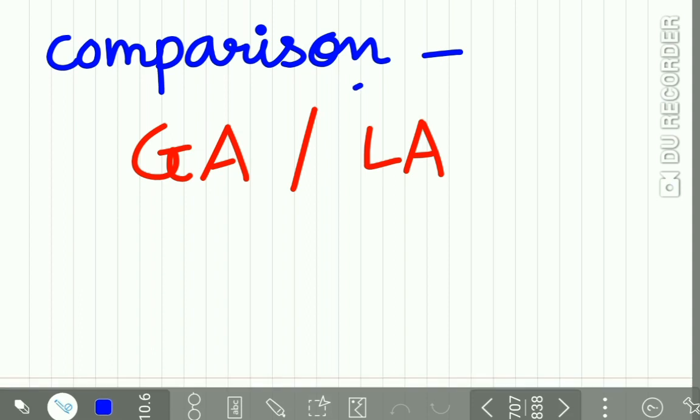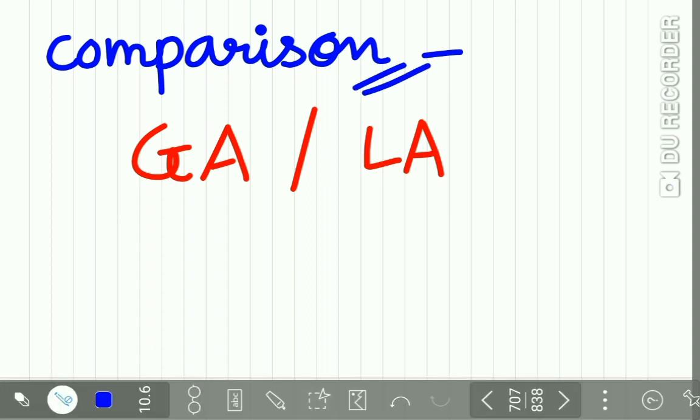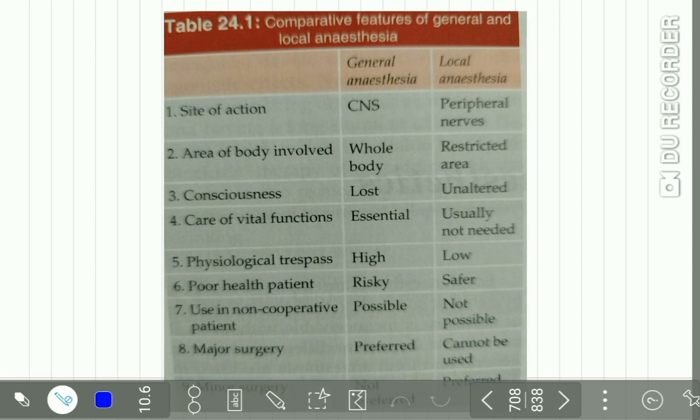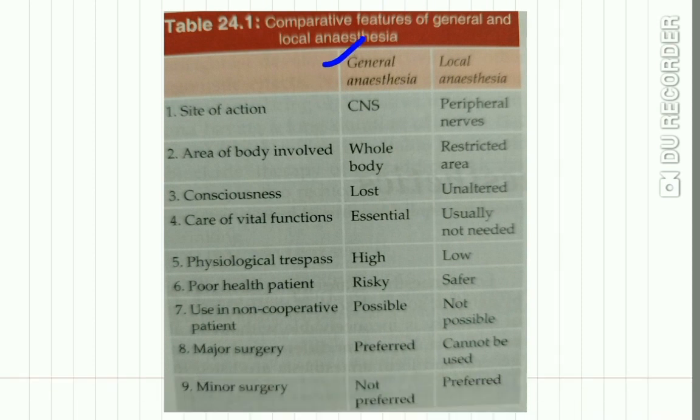Now, let us study the comparative features between a general and a local anesthetic. For general anesthesia, the site of action is the CNS, while in local anesthesia, the site of action is the peripheral nerves. In general anesthesia, the whole body is anesthetized, while in local anesthesia, a restricted area is anesthetized. There is loss of consciousness with the use of general anesthetics, while with the use of local anesthetics, the consciousness is unaltered. The care of the vital functions is necessary when using general anesthesia and it is not needed when using a local anesthesia.